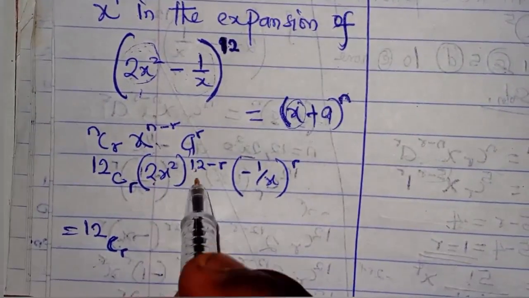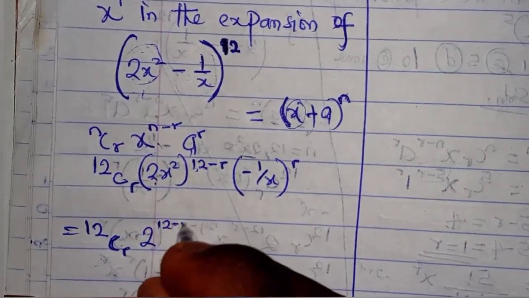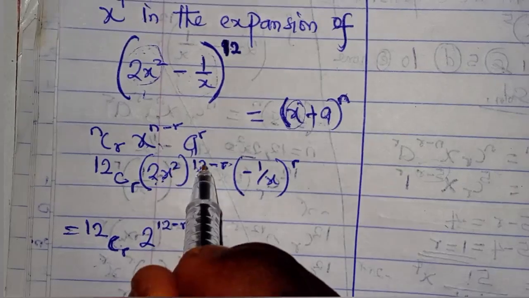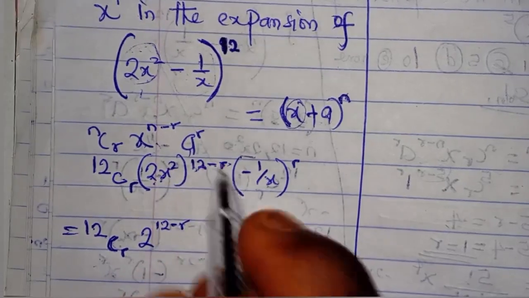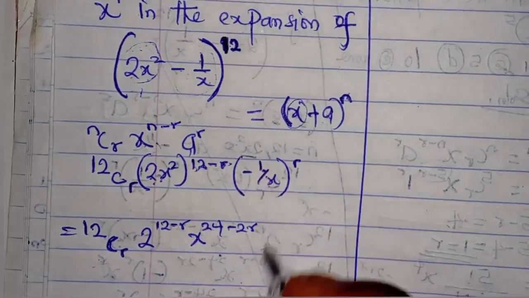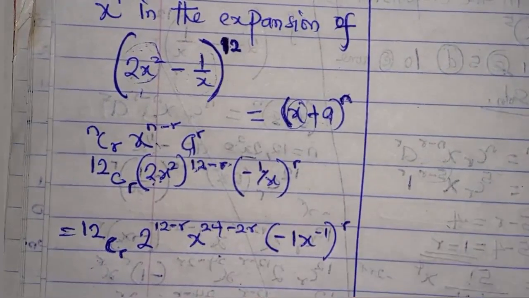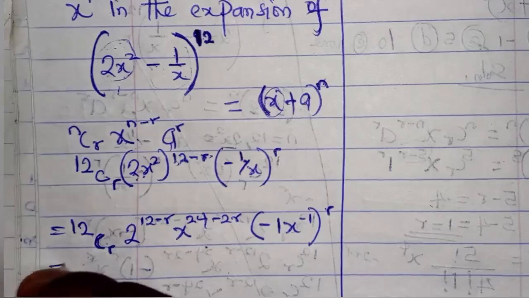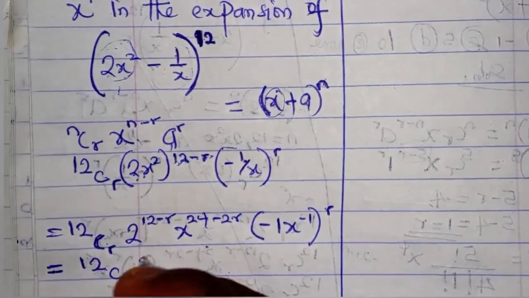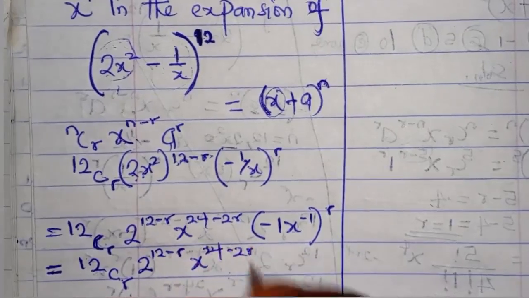If I expand this bracket, at law of indices, these two will be raised to power 12 minus r. This x squared will also be raised to the power of 12 minus r. 2 times 12 is 24. 2 times minus r is minus 2r. So x to the power of 24 minus 2r. Then this is minus 1 times x raised to the power minus 1. Yeah, that's minus x inverse. So I'll say 12 combination r, 2 to the power of 12 minus r, x to the 24 minus 2r.